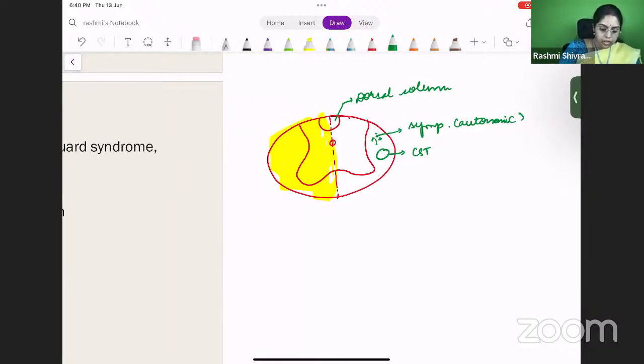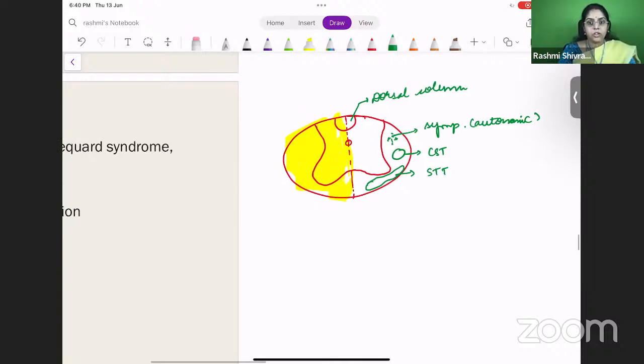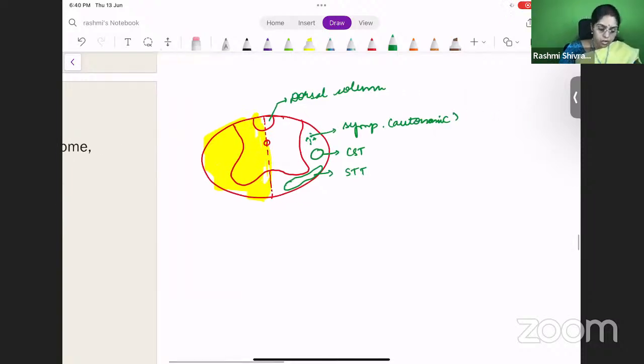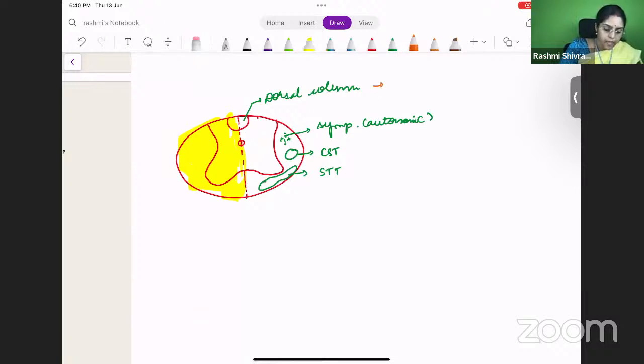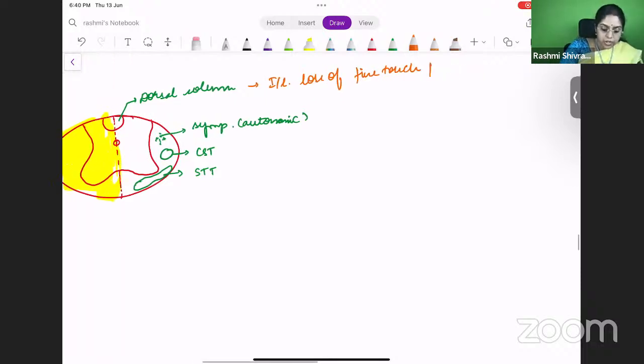And what will you be having here? You will be having the anterior and lateral spinothalamic tract. When these are affected, based on that, we are going to find out the findings. When the dorsal column is affected, you have ipsilateral loss of fine touch, proprioception, and vibration.